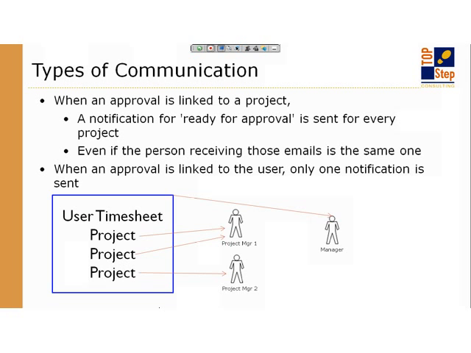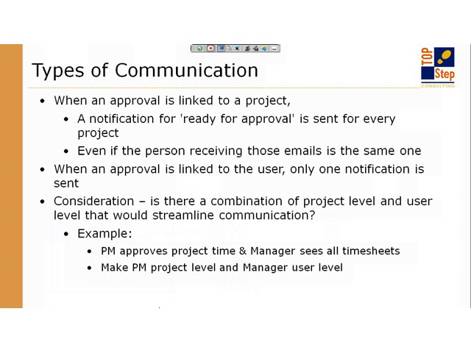But there is a consideration. A lot of times I'll get the question of, well, why the heck am I getting, I'm the manager, I just want 1 email, but I'm getting 3 emails. I'm getting 3 emails just like the PMs are each getting an email. Why am I getting so many emails? And that actually is a simple explanation of the project is holding the entire approval process, and the project says, first route it to the project manager, then route it to the manager.